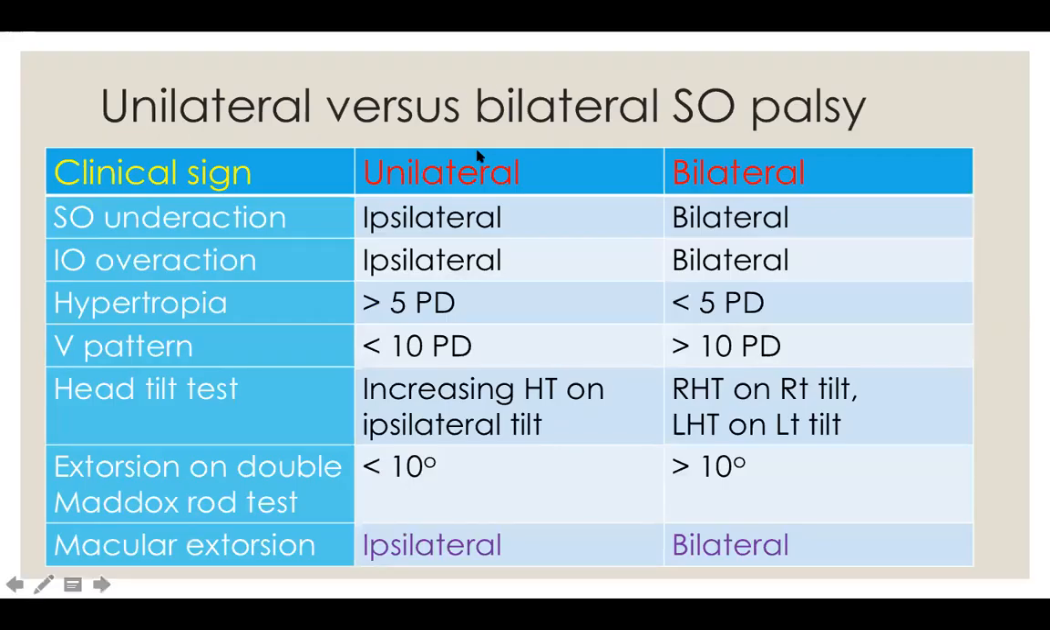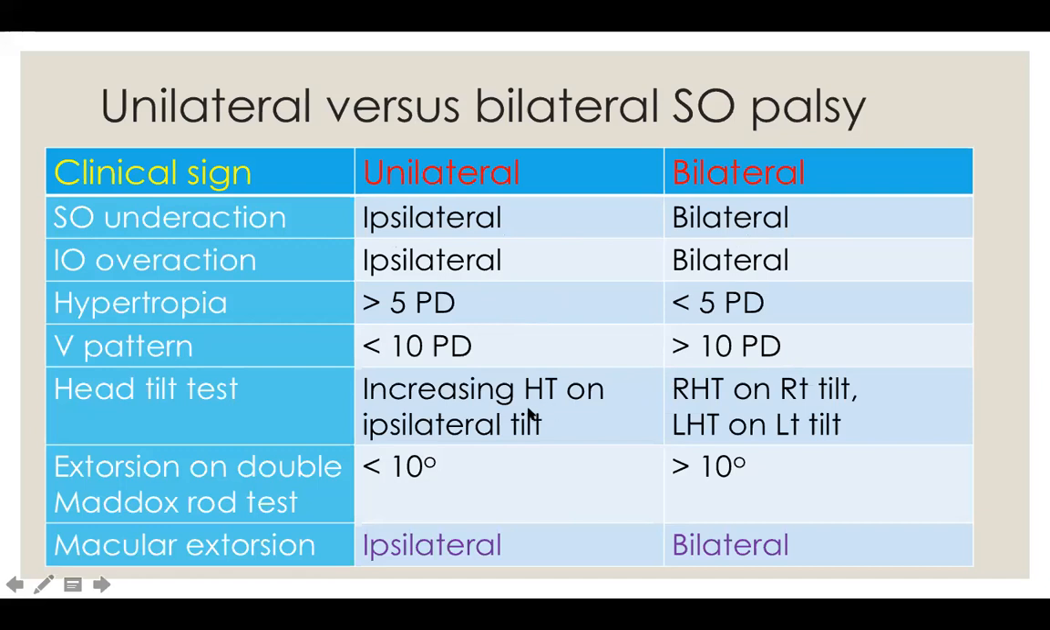Looking up the literature, I quoted this table from Kenneth Wright, differentiating between unilateral and bilateral superior oblique palsy. In unilateral superior oblique palsy, there is superior oblique underaction and inferior oblique overaction in the same eye. In bilateral, it affects both eyes. The hypertrophy is more prominent in unilateral than bilateral superior oblique palsy. The V pattern is more prominent in bilateral cases.